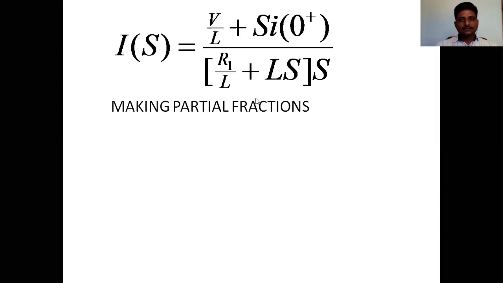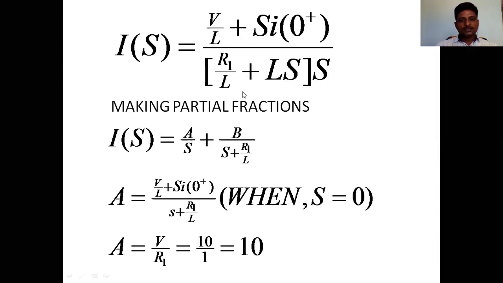So making partial fractions. How to make partial fractions? For this term, there will be some arbitrary constant. For this term, there will be some arbitrary constant. And for this term, there will be some other arbitrary constant. Which means there are two arbitrary constants. So I will write I of s is equal to A by s plus B by s plus R1 by L. Now let us find the value of A.